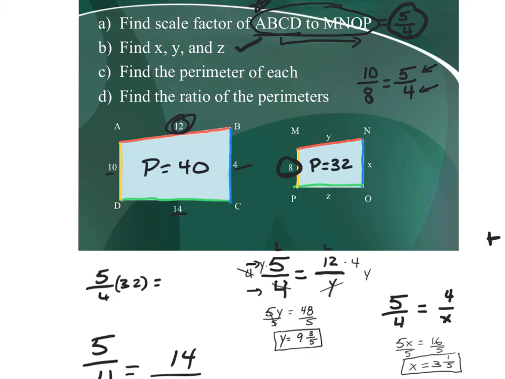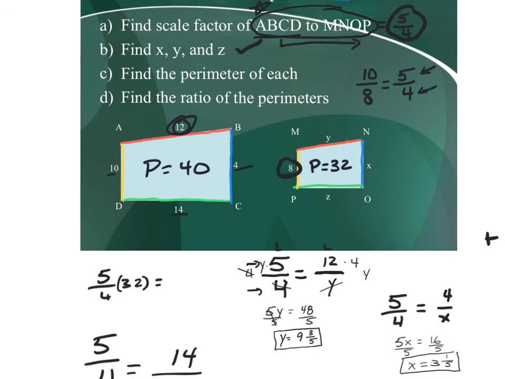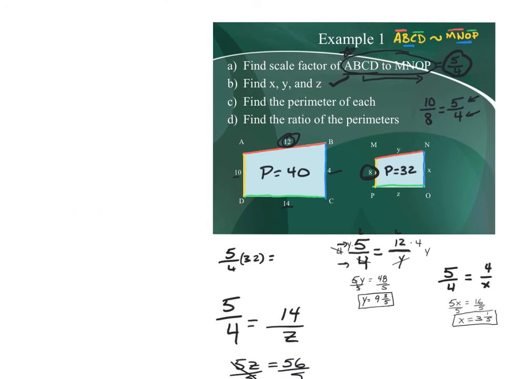So the perimeter of each I've now found. Now here's the thing, and this is really important to see, because if you get what I'm about to say, you're going to save yourself so much work. If you don't get what I'm about to say, then you're going to create a bunch of work. It says find the ratio of the perimeters. It means compare them in a fraction. So let's do 40 over 32. Can that be reduced? Yes. To what?